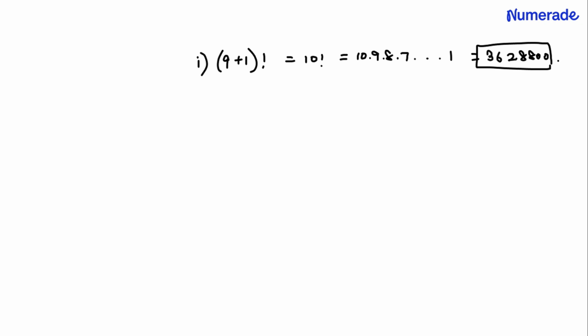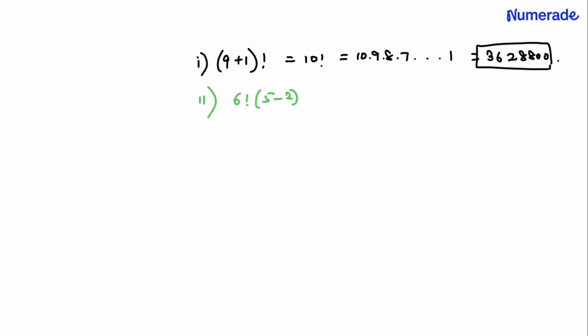In this problem, we are given a few expressions and we have to get the result of those expressions. So first we have to get the value of (9 + 1) factorial. So we see that this will be equal to 10 factorial, and to find it, we just take the product of the natural numbers from 1 to 10. So doing that, we will get 3628800 as the result.